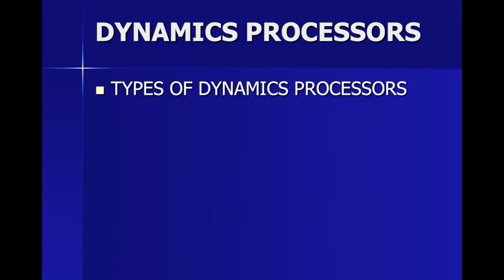We're going to discuss 4 different types of dynamics processors and talk a little bit about how each one works and what some of the settings for each ones are. The first type we're going to talk about are compressors. These are the most common, and these are used to control a dynamic range to make it smaller than it is on the input stage, so the output stage is compressed.